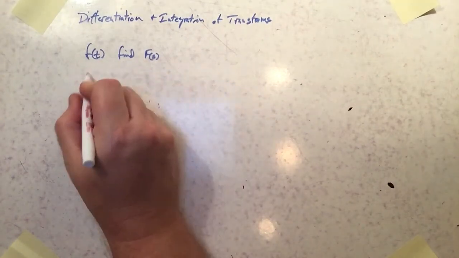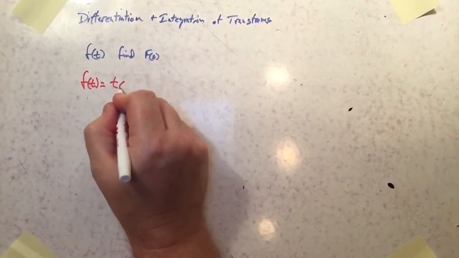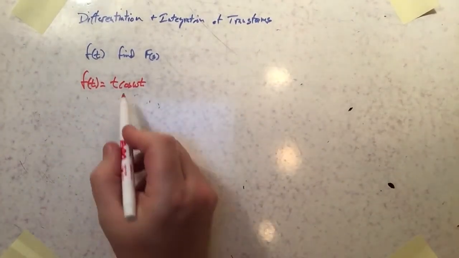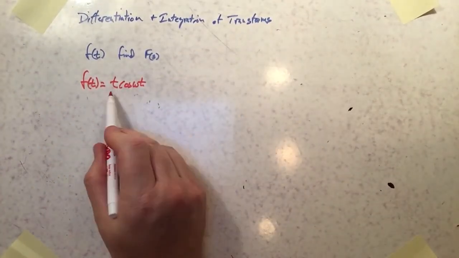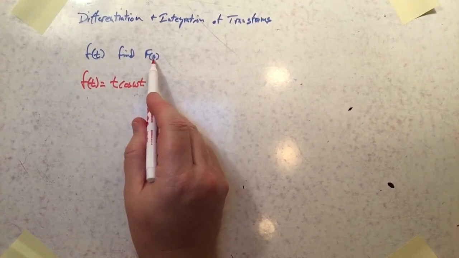The one we want to do is this. f(t) is actually equal to t cosine of omega t. Now, be my guest to plug this in to the integral form of F(s).